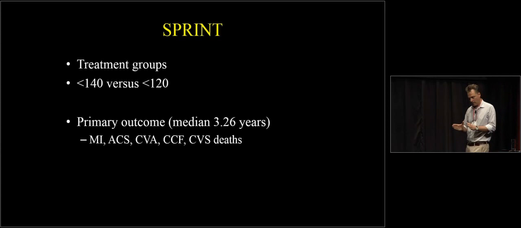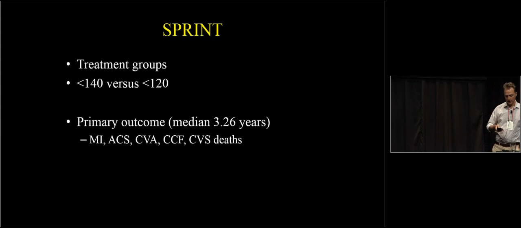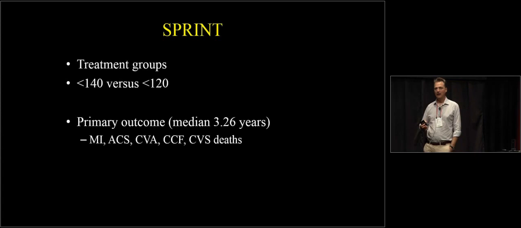So they had the two groups. One group were titrated to systolics of 140. The other group was titrated to systolics below 120. And the primary outcome was a standard amalgam cardiovascular outcome of heart attacks, strokes, heart failure, deaths.